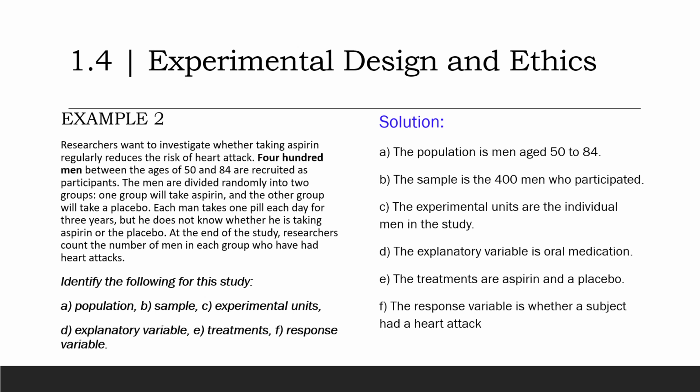A. The population is men aged 50 to 84. B. The sample is the 400 men who participated. C. The experimental units are the individual men in the study. D. The explanatory variable is oral medication. E. The treatments are aspirin and a placebo. F. The response variable is whether a subject had a heart attack. Excellent. We finish chapter 1.